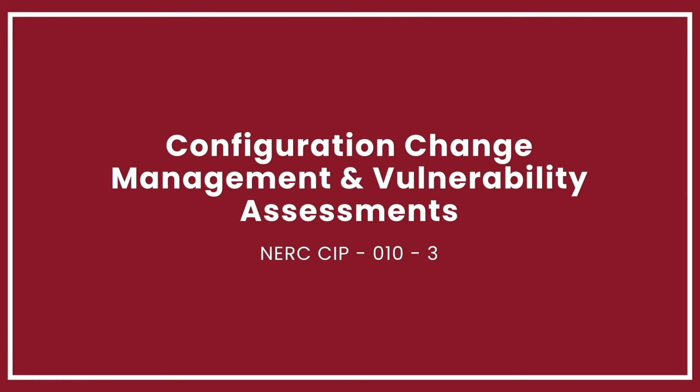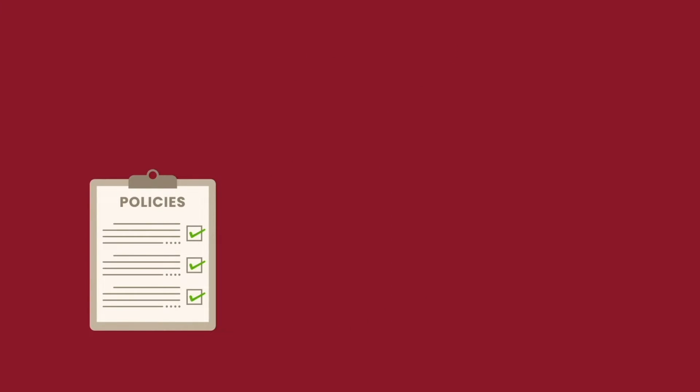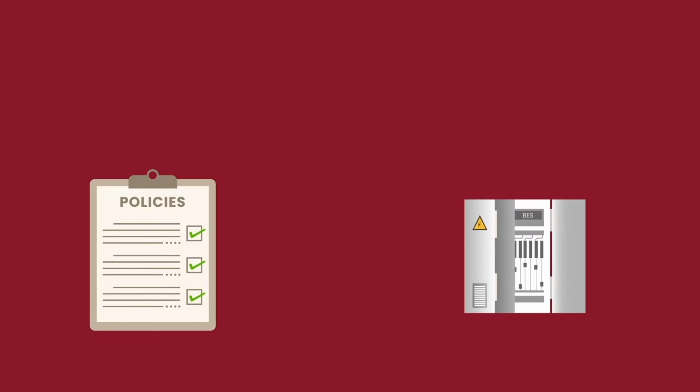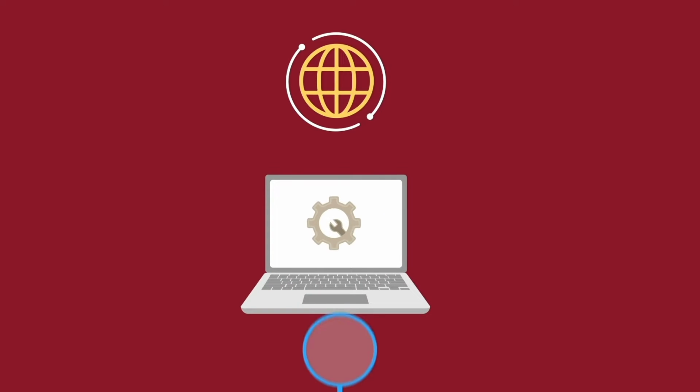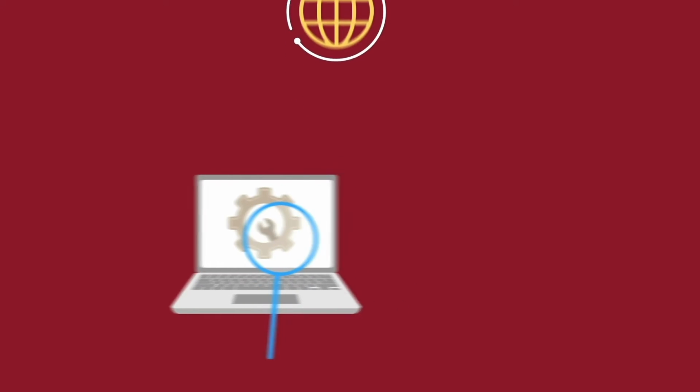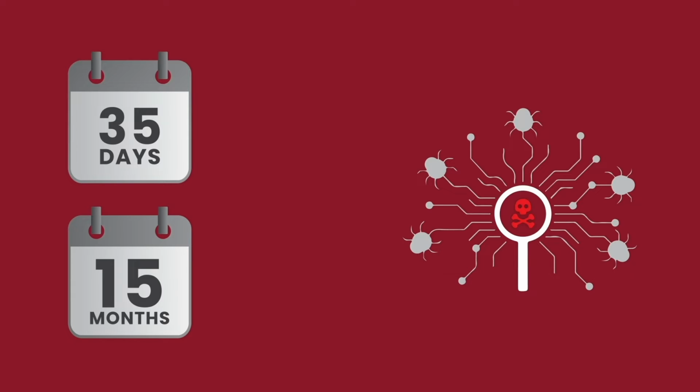Configuration change management and vulnerability assessments. In this standard, entities must highlight all the requirements related to their security policy to ensure there are no unauthorized modifications to the bulk electric system's cyber systems. These standards cover compliance areas like configuration monitoring, which requires 35 days for unauthorized baseline changes, and vulnerability evaluation every 15 months.